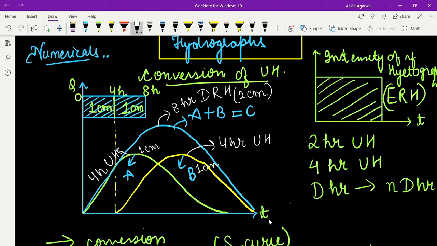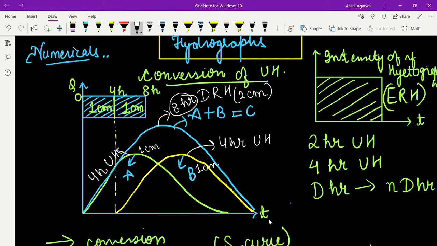Here I can write 4-hour 1 centimeter DRH, but I know 1 centimeter DRH means UH. So here the effective rainfall will also add up. So this final curve, the blue curve, is a DRH due to 2 centimeters of effective rainfall which has occurred in a catchment for 8 hours. So what do you observe here? I have converted a 4-hour UH into an 8-hour DRH, and from this I can easily convert DRH to UH. You already know, you just have to divide the ordinates by 2.